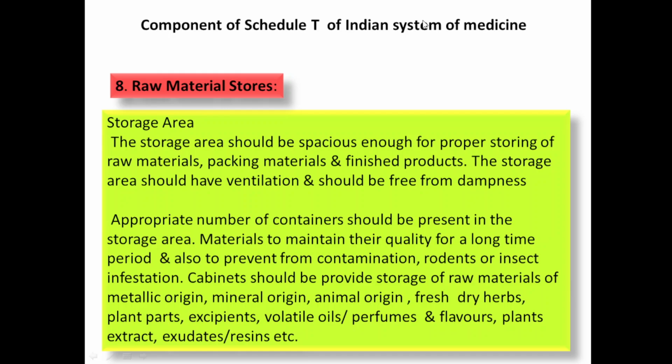Cabinets should provide storage for raw materials of metallic origin, mineral origin, animal origin, fresh and dry herbs, plant extracts, excipients, volatile oil, perfumes, flavors, exudates, and resin. So there are different types of raw materials, and there should be a proper cabinet for storage of that raw material so that it will be stored for a longer period of time and the quality is maintained during its storage.